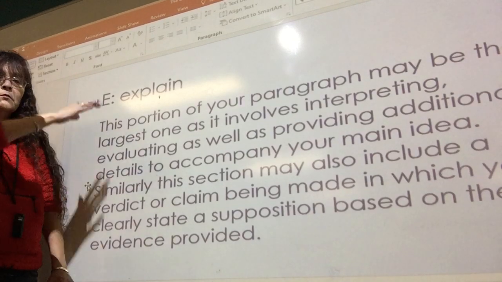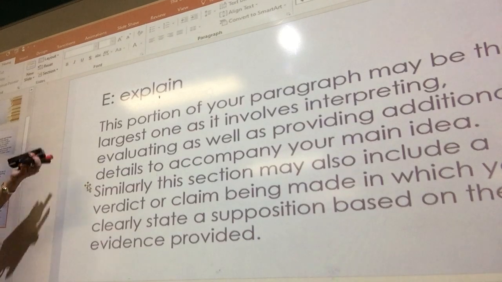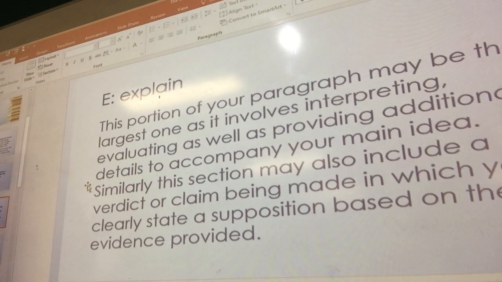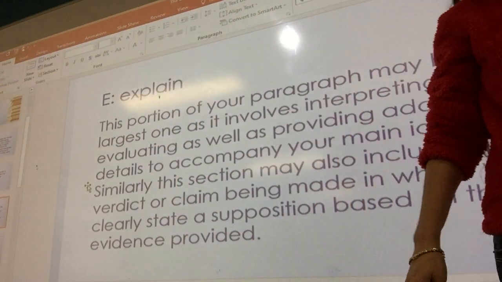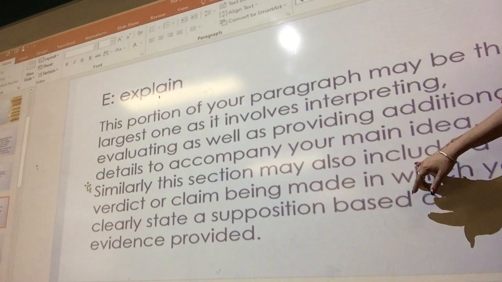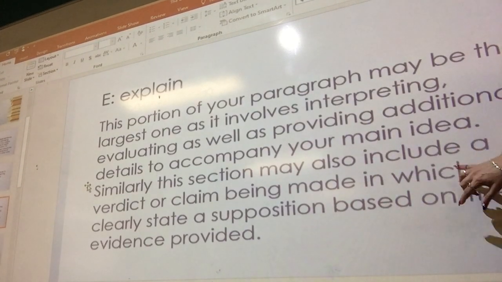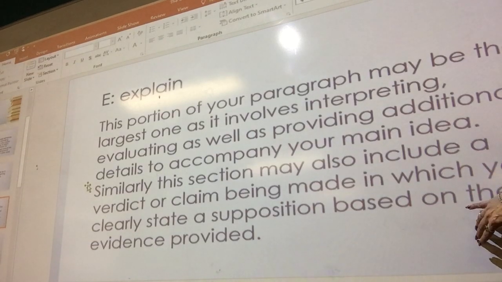They just have evidence first as the first E. But yeah, it all goes together, so you're going to have your claim before you have your evidence. See, it says include the verdict or claim being made, which you clearly state as a supposition based on the evidence provided.